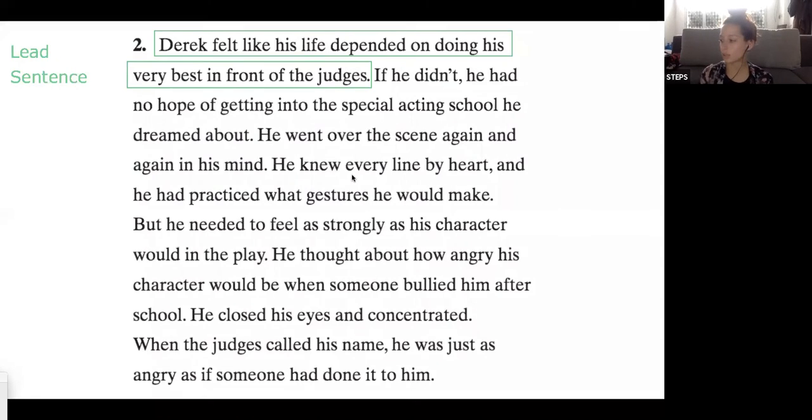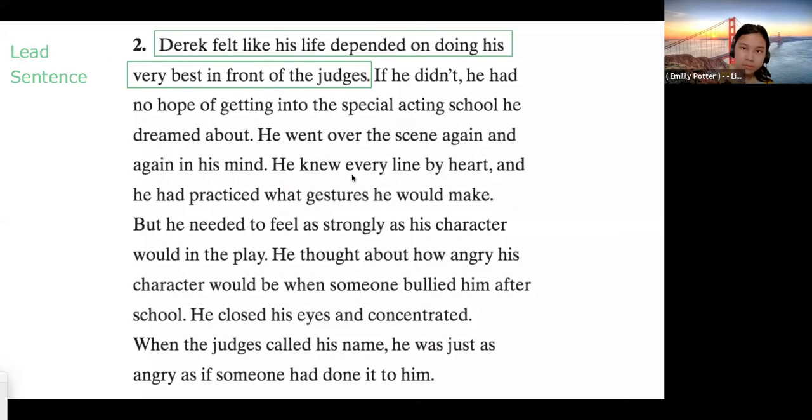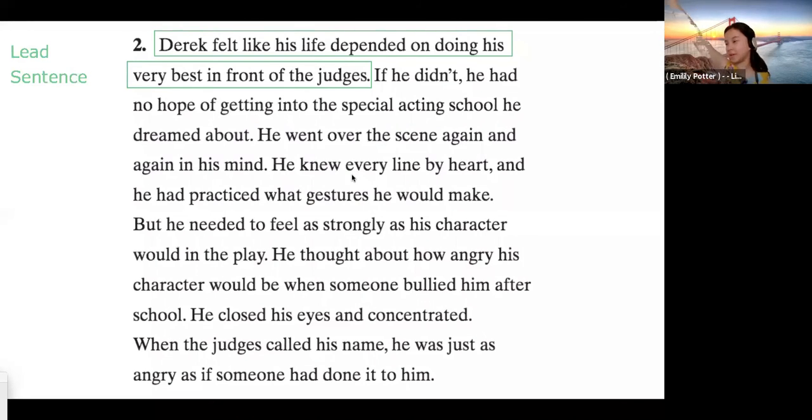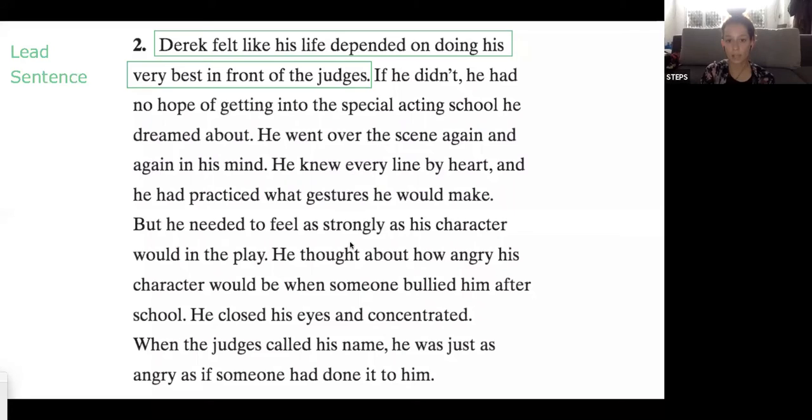G, what is Derek doing? Is he taking a test? He's acting. Okay, so just from the first sentence, though, Derek felt like his life depended on doing his very best in front of the judges. He's acting or presenting something in front of the judges. Yeah, he's doing something in front of judges, right? He might be going out for an audition, something like that, because there's judges. All right, good job.